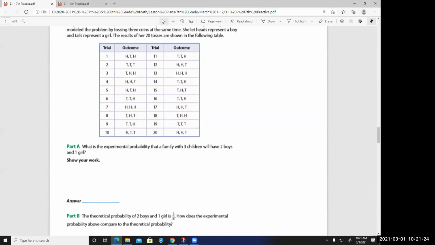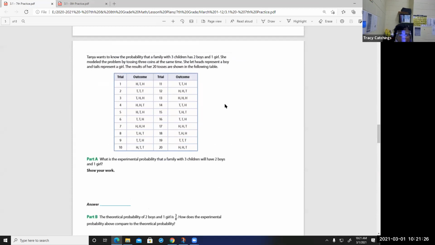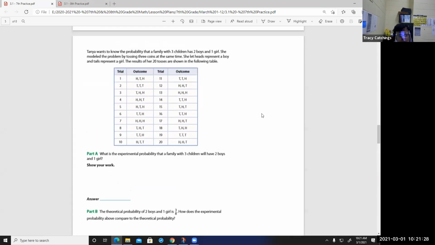This one had 2 parts. I'm making it really small. Tonya wants to know the probability that a family with 3 children has 2 boys and a girl. She modeled the problem by tossing 3 coins at the same time. She let heads represent a boy and tails represent a girl. The results of her 20 tosses are shown in the following table. Part A, what is the experimental probability that a family with 3 children will have 2 boys and 1 girl?